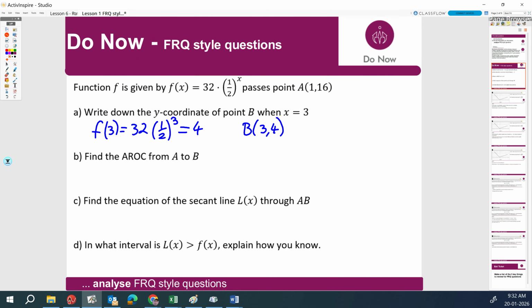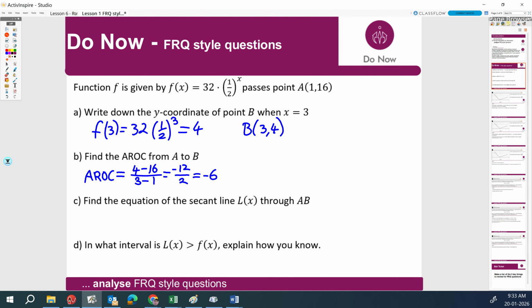Find the average rate of change from A to B. So the average rate of change is equal to y2 minus y1 over x2 minus x1, which gives us minus 12 over 2, which is minus 6.